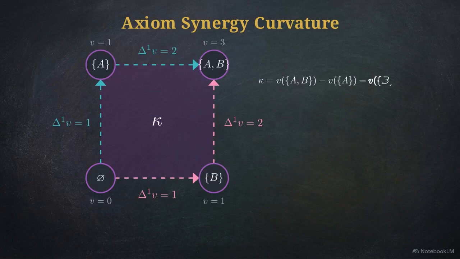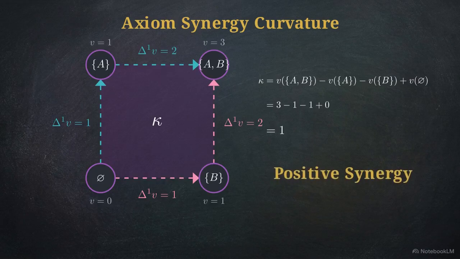This is our axiom synergy curvature. The equation subtracts the individual marginal gains from the combined productivity and adds back the baseline. Plugging the theorem counts from our model into the equation gives us 3 minus 1 minus 1 plus 0.